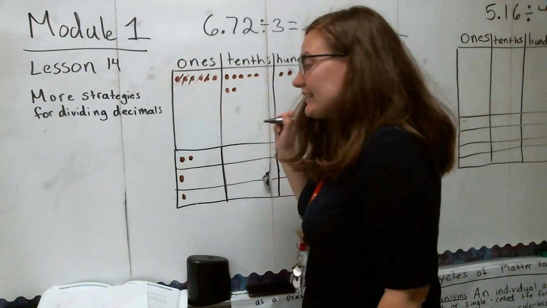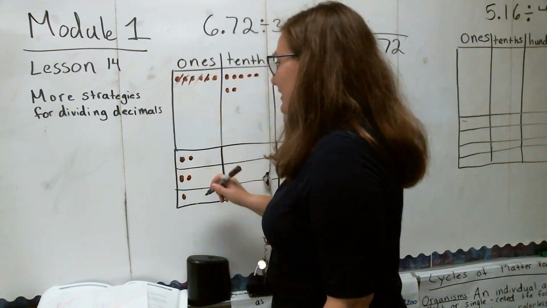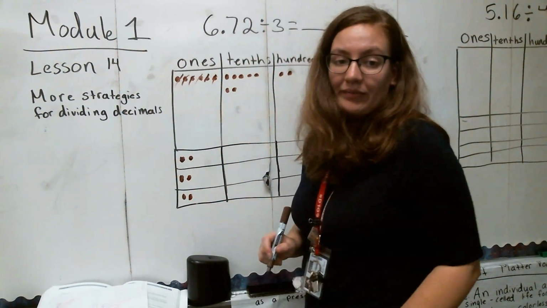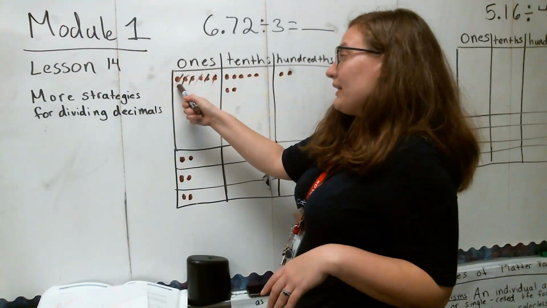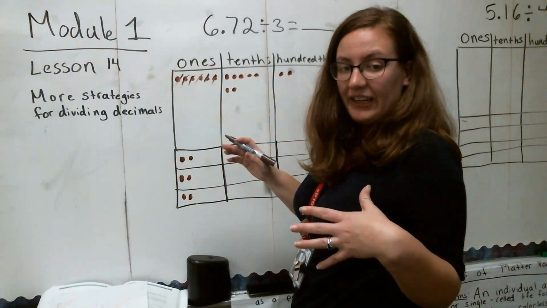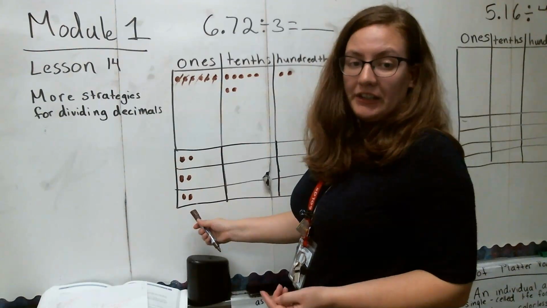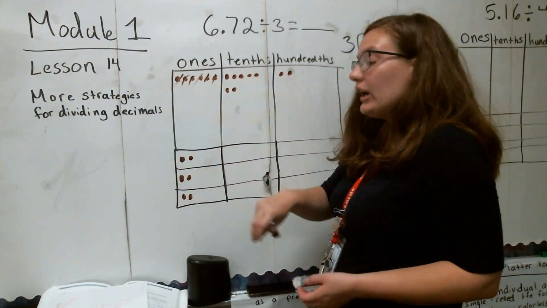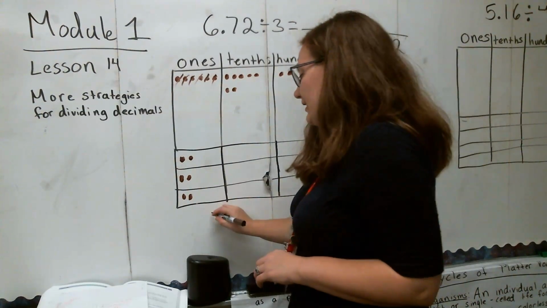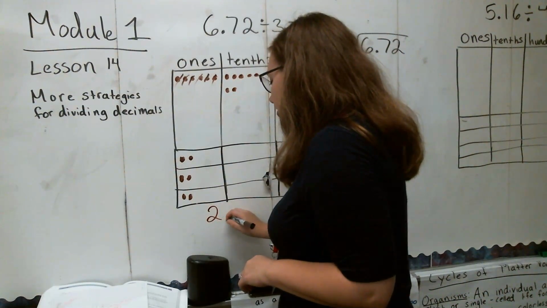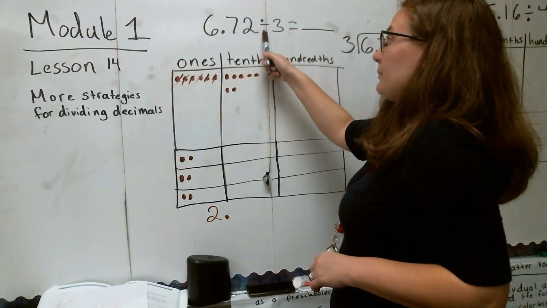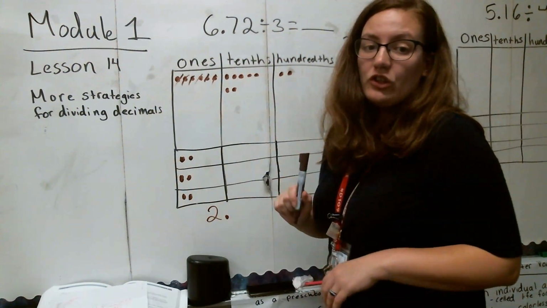So I cross off my next dot, I put that in a box, and then I cross off another dot, and I put it in a box. And now all of my dots have been crossed off. I don't have any extras. All my groups are equal, and in each group, I have 2 dots. So what I'm going to do is at the bottom, I'm going to write the number 2, because that is telling me that my 6 ones divided by 3 is 2.